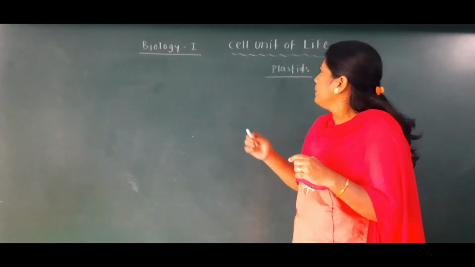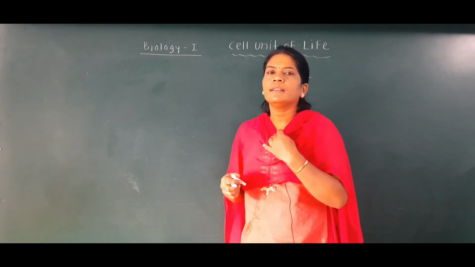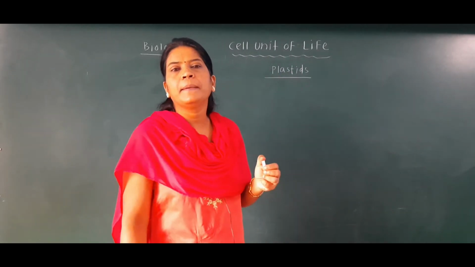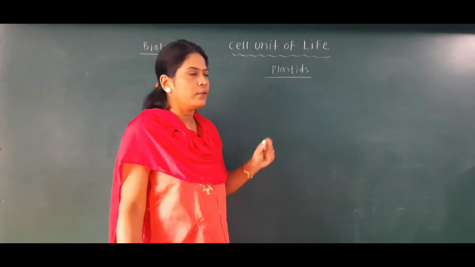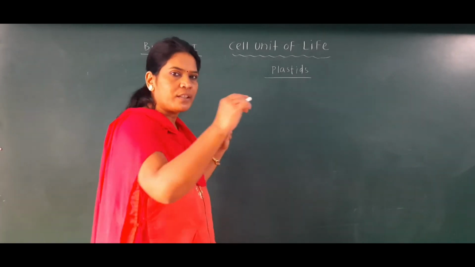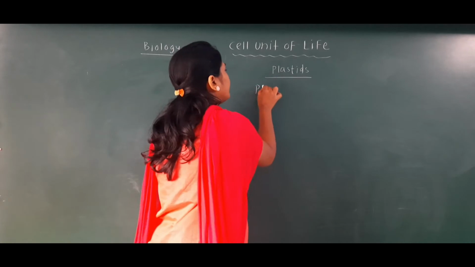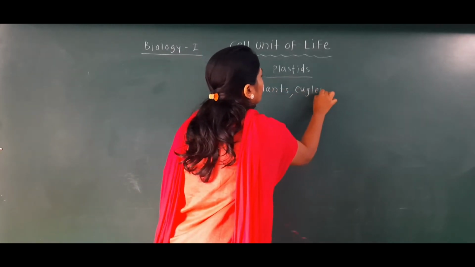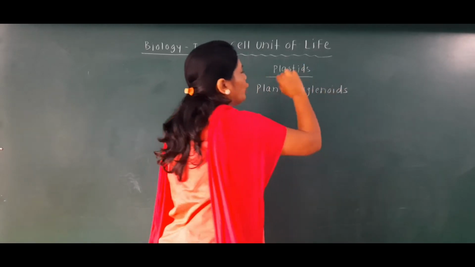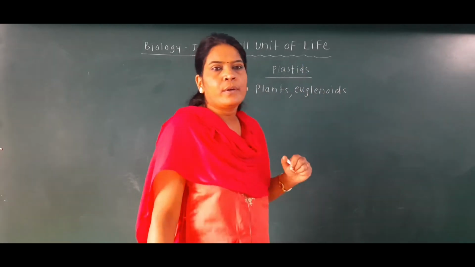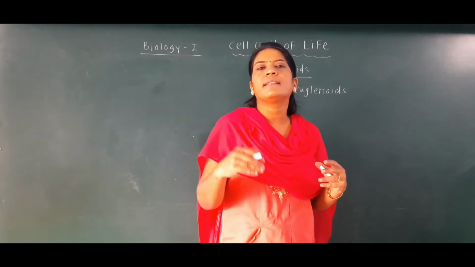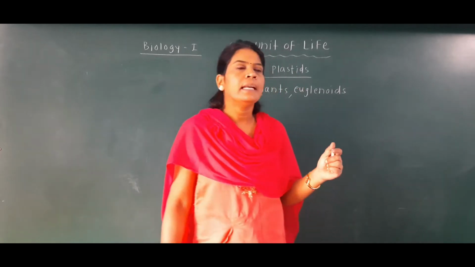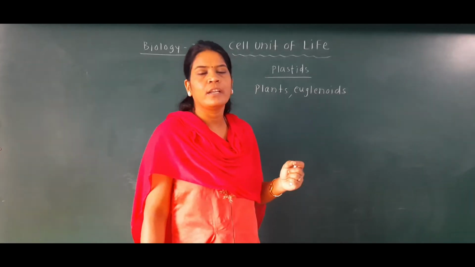So, plastids are cell organelles present in the plants and in euglenoids. We have seen that plastids are absent in the animal cell, so they are present only in the plants and in euglenoids.